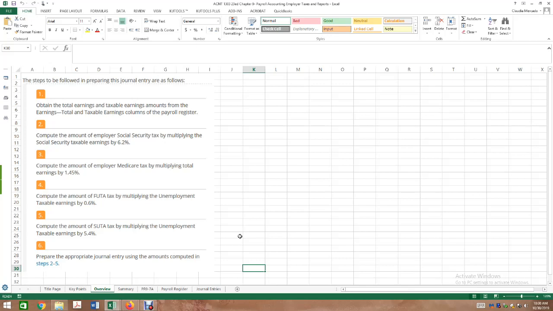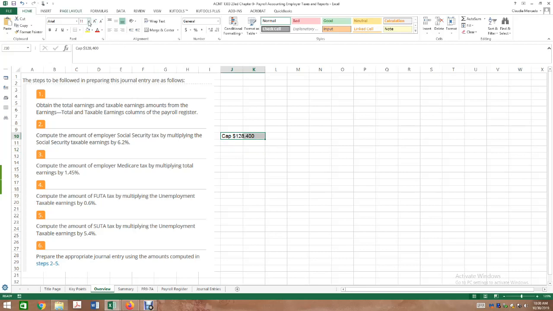So on page 318 of your textbook, it does say that for purposes of this edition, we are going to be using a cap of $128,400. Okay, so I'm going to type in here, my cap is $128,400. So what does that mean?